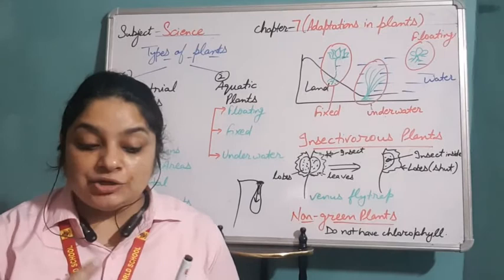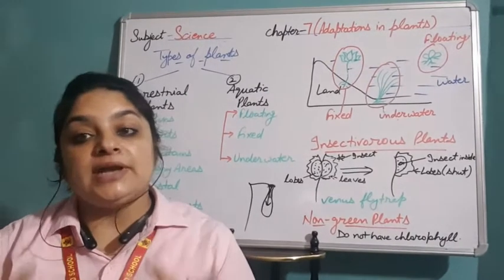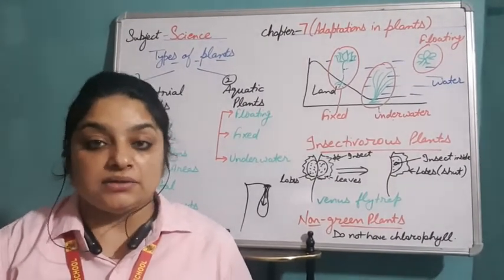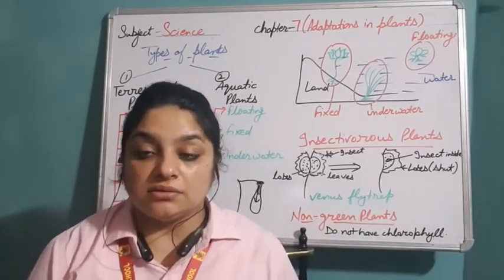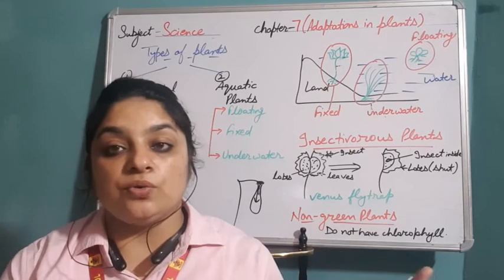They take the nutrition from the dead plants and animal matter. Examples are mushroom and Indian pipe. Okay, this was the whole about this chapter.